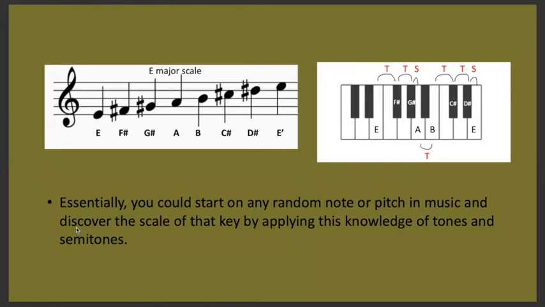Again, have a quick study of that keyboard diagram and see if the tones and semitones are marked clearly for you. E to F sharp being a tone, F sharp to G sharp being another tone, G sharp to A being a semitone, A to B a tone, B to C sharp a tone, C sharp to D sharp a tone, and finally D sharp to E a semitone. Essentially, you could start on any random note or pitch in music and discover the scale of that key by applying this knowledge of tones and semitones to it.